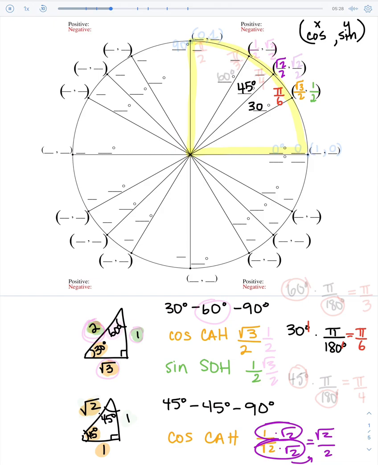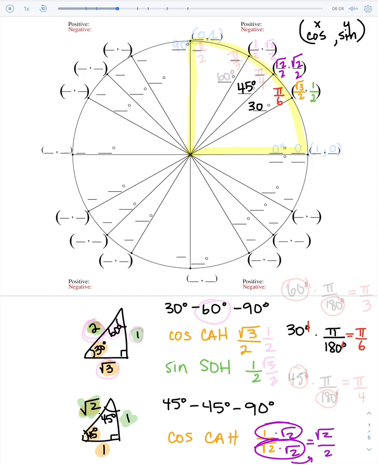Then you'd have to do the same thing for your sine value, which would be your opposite, which is, again, 1 over your hypotenuse, which is square root of 2 again. You'd have to do the same thing we just did, which is rationalize, multiply the top and the bottom by a square root of 2, so that you do not have a square root in the denominator, which will leave you with square root of 2 over 2 again. So 45 is a special angle where both its x and y are the same.